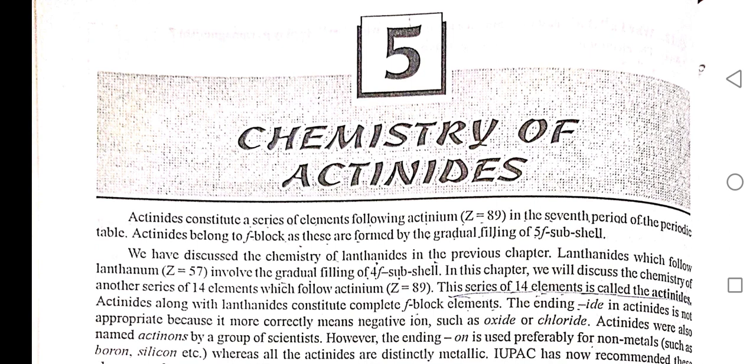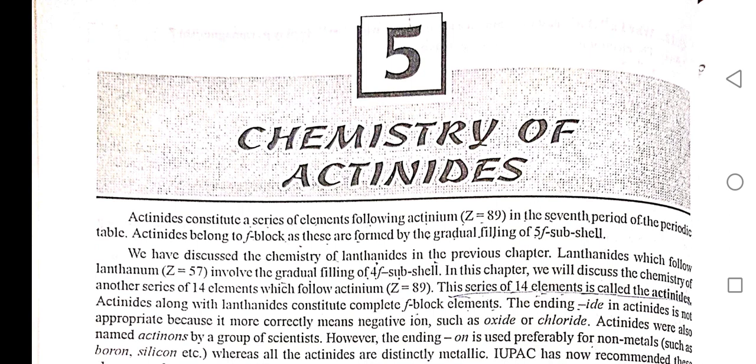In this chapter, we will discuss the chemistry of another series of 14 elements which follow actinium, atomic number 89. This series of 14 elements is called the actinides. Actinides, along with lanthanides, constitute the complete f block elements.